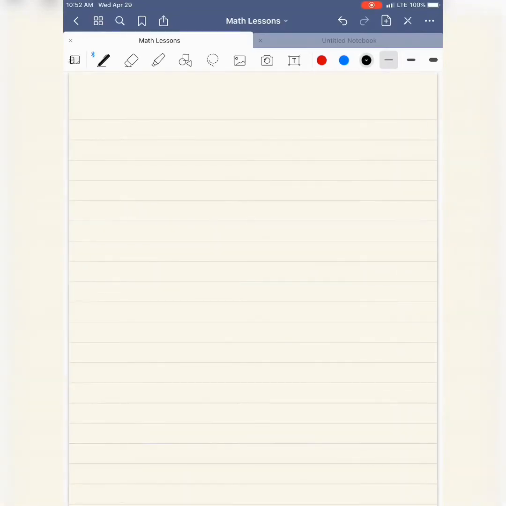Morning, guys. So we are on lesson 11, and that is multiplying. And this is going to look at more of the different ways to multiply than actually just multiplying.